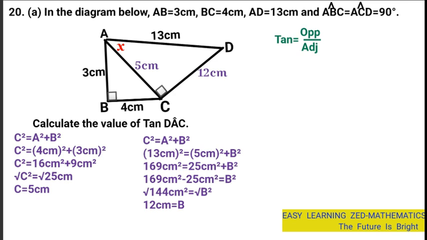Okay, now we can go back to our original question, which is the tangent of angle DAC. Okay, so what we're going to do now is find the tangent of that. Now we said the formula to use to find the tangent is tangent theta is equal to opposite side divided by adjacent side. Okay, so the opposite side, the one that is facing angle X, is the side which is 12 centimeter. So the opposite side is 12 centimeter.